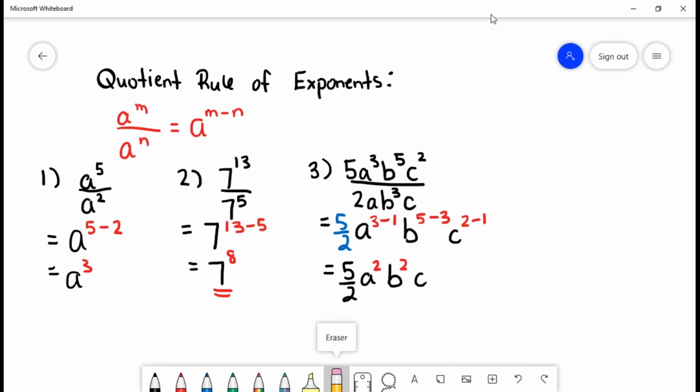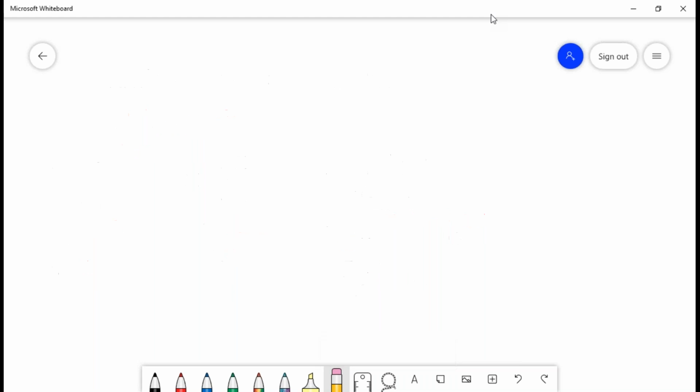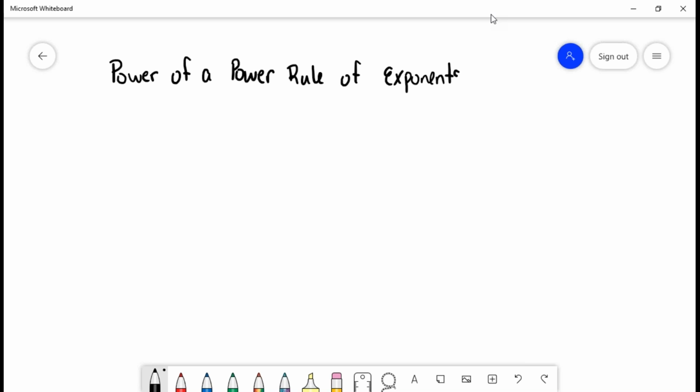So now moving on to our third rule, which we are going to be learning today. This is the power of a power rule of exponents. So the power of a power rule of exponents basically states that when a to the power of m is raised to the power of n, that is equal to a to the power of m times n.